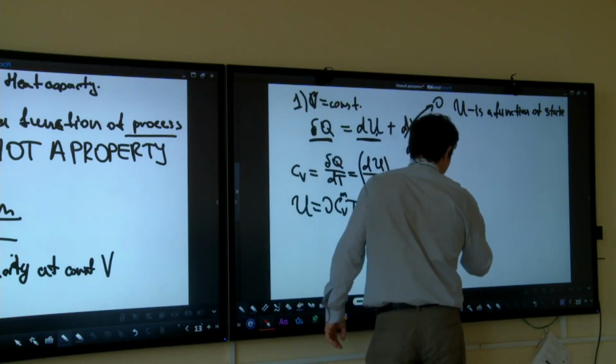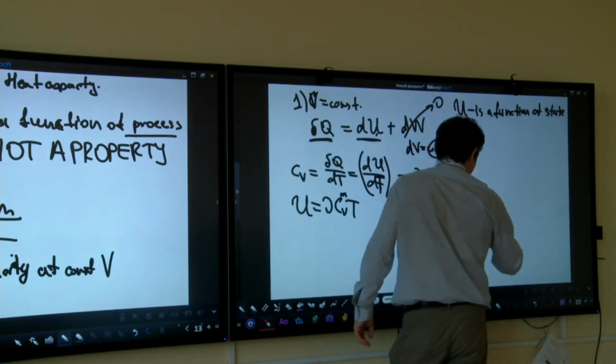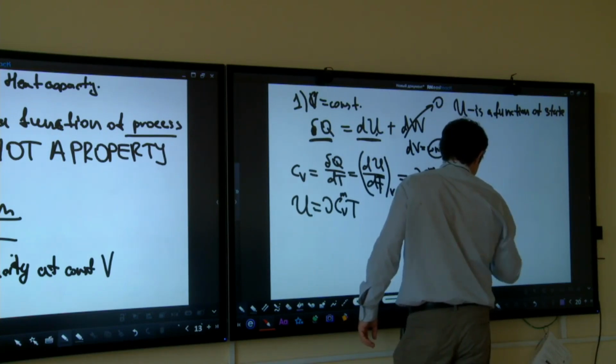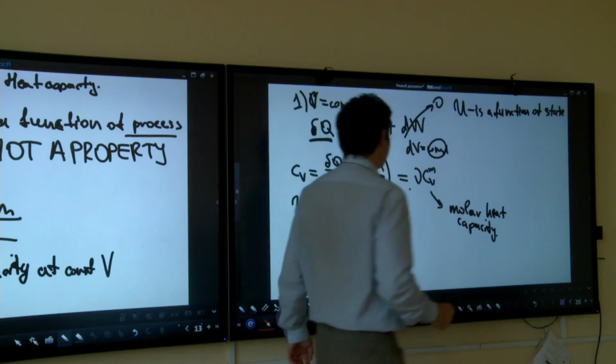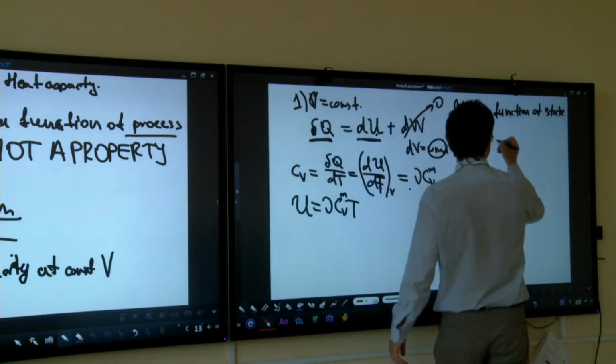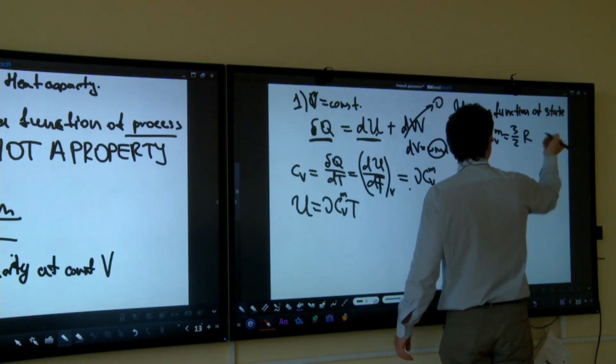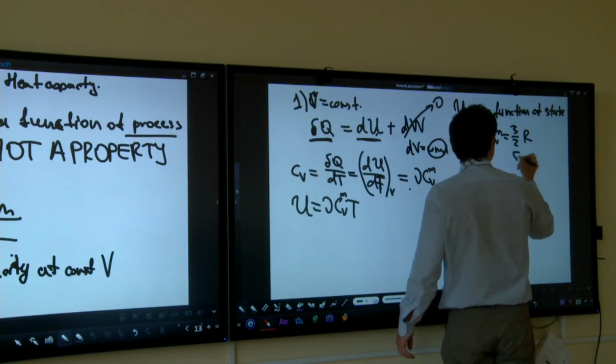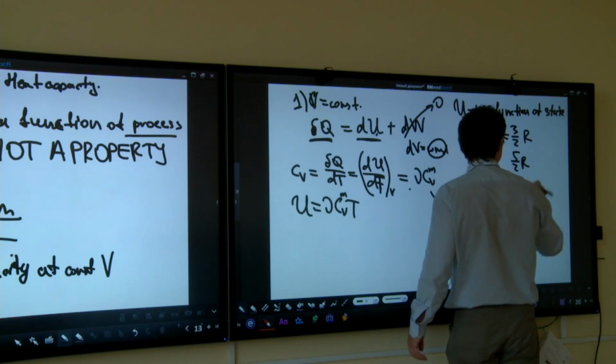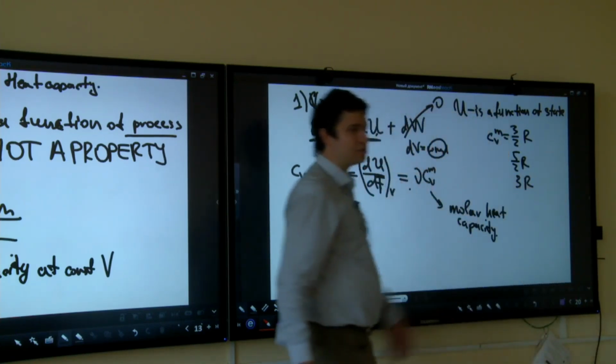So molar heat capacity. And as I said previously, CVm is 3 over 2 R for single atomic gas, 5 over 2 R for diatomic gas, and 3R for 3 and more atomic gas.